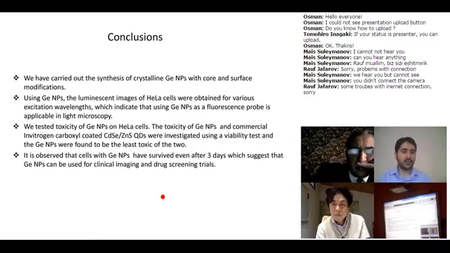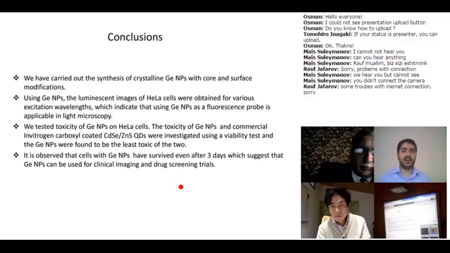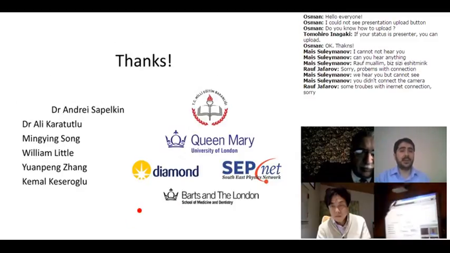As a conclusion, we have carried out synthesis, and we understand that we are obtaining crystalline germanium nanoparticles. And also we did some luminescent imaging experiments with HeLa cells. Also we tested the toxicity of germanium nanoparticles, comparing with carbon-coated cadmium selenide and zinc sulfide commercially available nanoparticles, and we found out that our particles are the least toxic compared with these two. After 3 days, it suggests that our particles can be used in clinical imaging and drug screening trials.